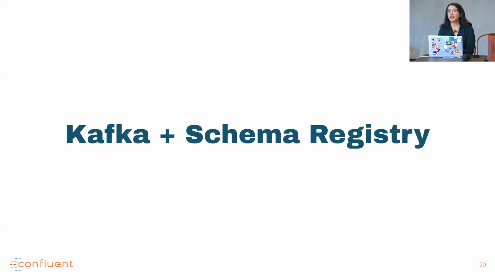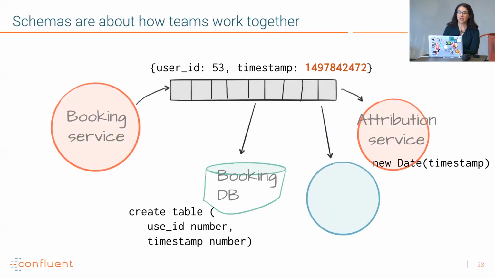But there is one more piece that you really need in order to have good coupling between services. So let me start by walking you through a scenario that has happened before. Imagine that you have a booking service because you're a big hotel chain, and it has a user ID because you want to know who did the booking, and you have a timestamp because you want to know when they booked something.